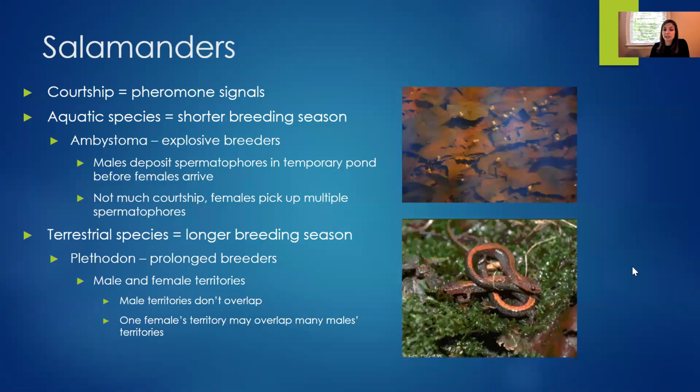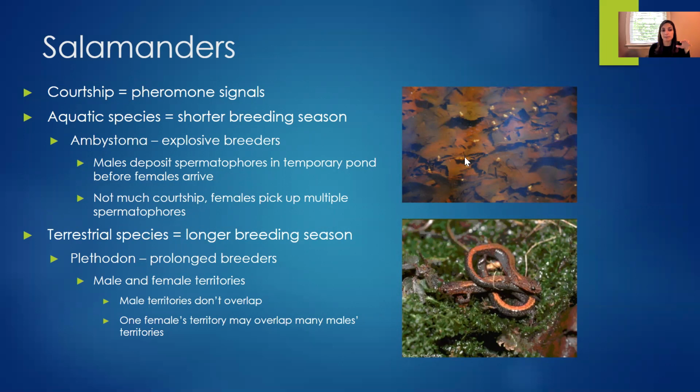For aquatic species, the breeding season is shorter because it requires the body of water. So Ambystoma are explosive breeders, which means it happens pretty much all at once when there's plenty of water. Males come and deposit spermatophores. These little white things are spermatophores. They deposit them in temporary ponds. So that means bodies of water that will dry up. Why would they do it in a body of water that'll dry up? Because there are not predators in those bodies of water. So they lay the spermatophores in these temporary ponds.